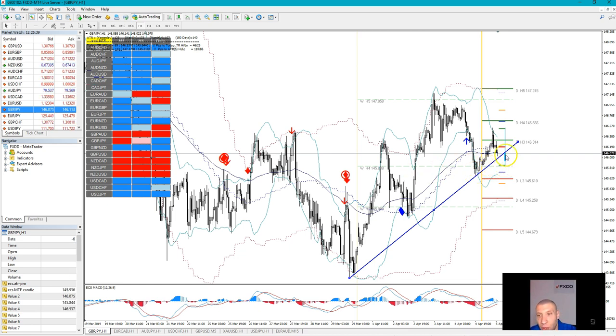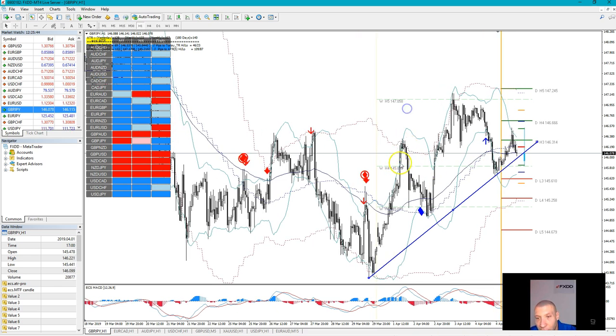So the X cross here, 145.82. Okay, so below 145.82, let's say it's here, we should see a drop towards 145.60, daily L3 important support, and if it breaks the level, we should get there.